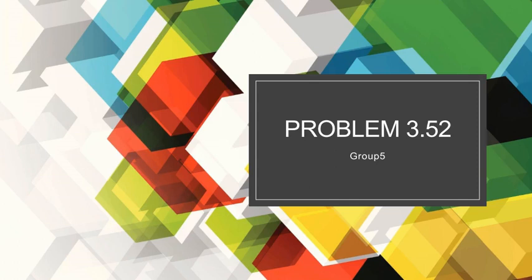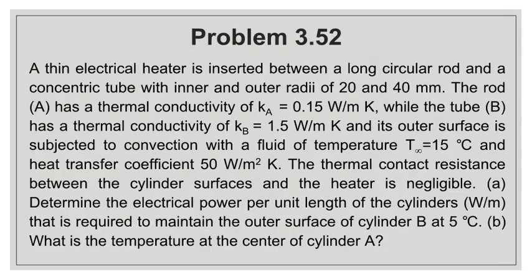Good day everyone. We are Group 5 and today we will be discussing problem 3.52. Problem 3.52 states: a thin electrical heater is inserted between a long circular rod and a concentric tube with inner and outer radii of 20 and 40 mm.